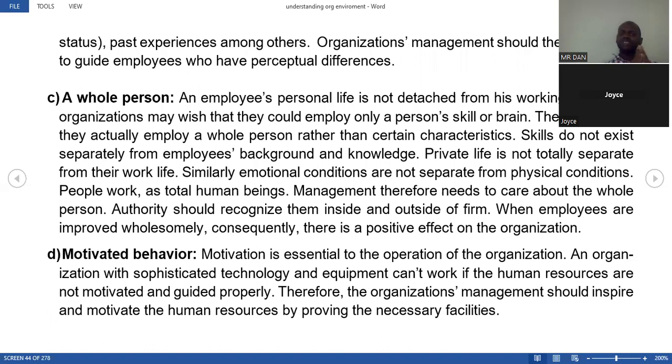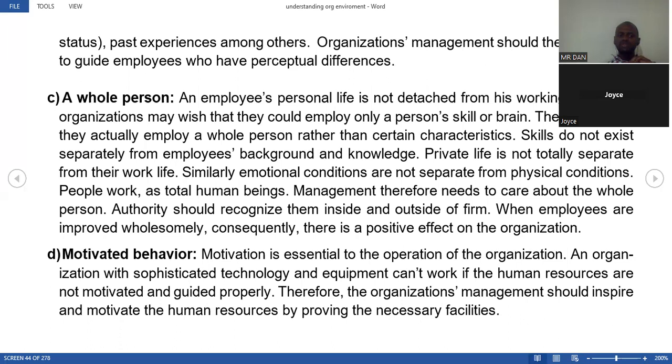So your personal life, sometimes you cannot detach it from your working life, because it affects your character as a person. Similarly, we are saying emotional conditions are not separate from physical conditions. So what you feel physically sometimes might affect your emotions. Therefore, they go hand in hand.